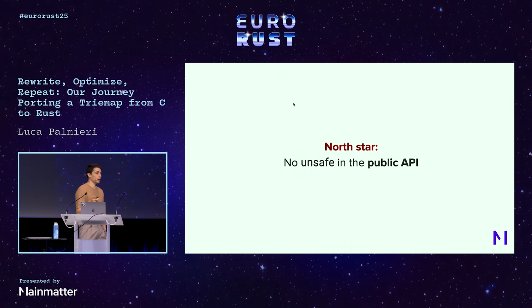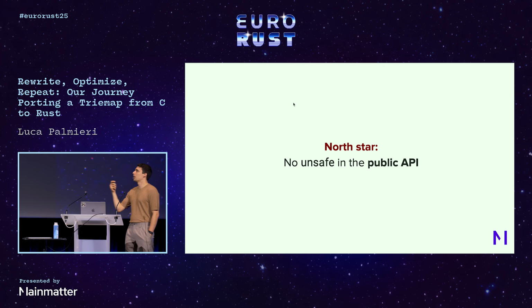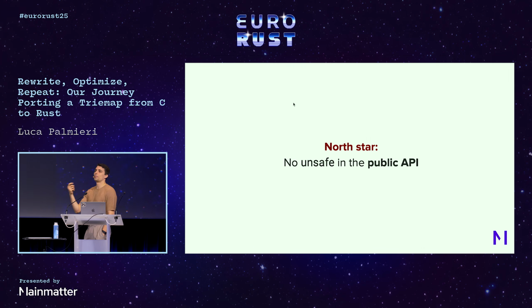So the North Star is that we want to contain the unsafe. So what we want to do is have no unsafe in the public API of the TrieMap. What that implies is that we will only have to audit the TrieMap implementation for correctness. The rest of the code base, as long as the internals are correct, cannot possibly introduce undefined behavior.